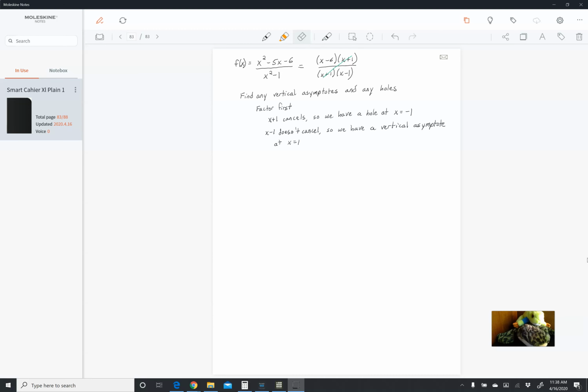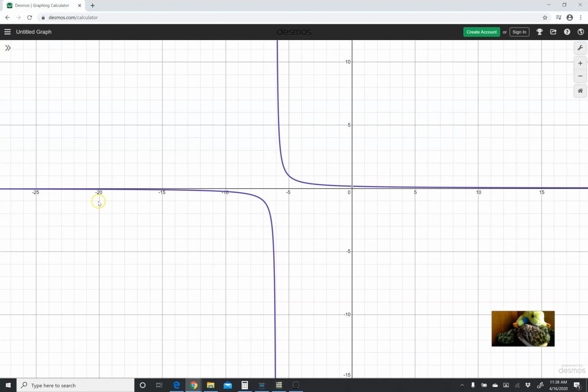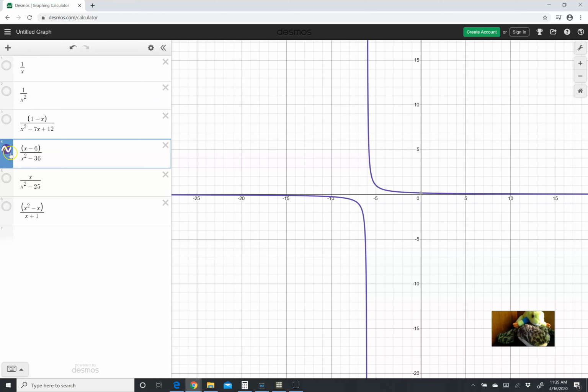Okay, but we could talk about horizontal asymptotes too. So let's take a look at this graph here. You can see that there's a horizontal asymptote at y equals 0. What you're doing is asking what is happening to the graph as x gets really, really small, and what's happening as x gets really, really large? Because as x gets really large, we're approaching y equals 0. And the same thing is true here. As x gets really small, we're approaching y equals 0.